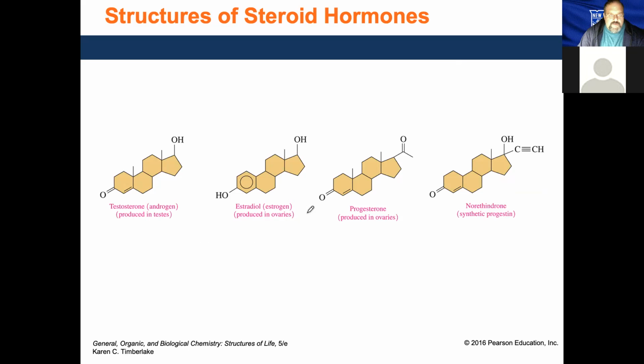Let me show you some examples: testosterone, estradiol, progesterone, norethindrone. They're all steroids. They all contain the steroid nucleus. The difference between them is the different functionalities that are present. Here you have a ketone, alcohol. Here you've got a phenol, alcohol. Here you've got a couple of ketones. Here you've got an alkyne with an alcohol and a ketone. So in a lot of the different steroid hormones, it's the functional groups that are present in addition to the steroid nucleus that really identify them from each other.